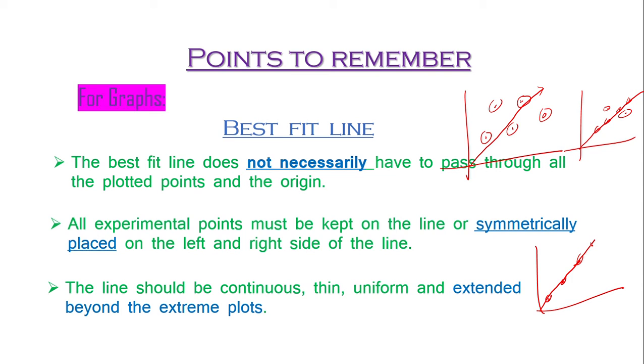Now this line should be thin. It should be uniform. It shouldn't be thick over here and then thin over here. It should be a uniform, thin, continuous line, and it should be extended beyond your last point. The same thing applies to the slope also. If you're plotting any slope, whenever you're plotting a slope, it should be a continuous line and it should be extended. All right.